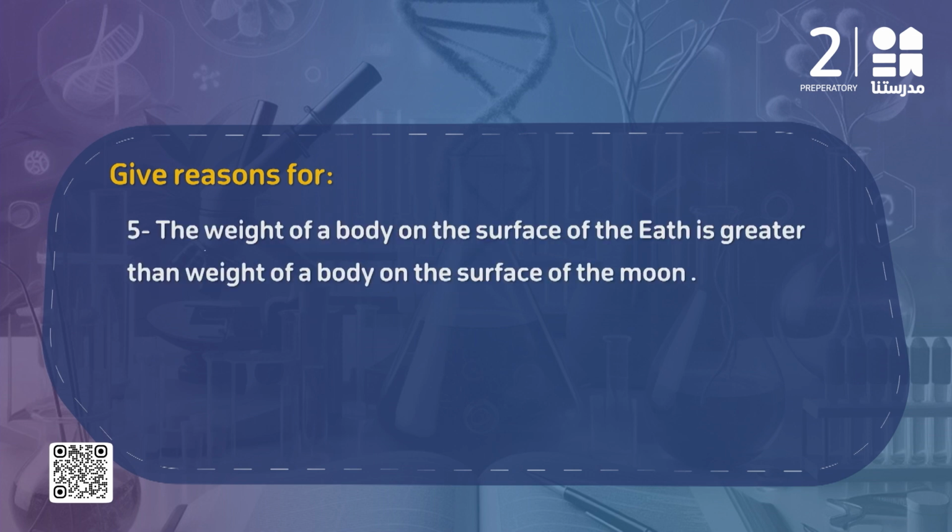Question number 5 بيقول لنا the weight of the body on the surface of the earth is greater than the weight of the body on the surface of the moon. The earth and moon, both of them are dark planets where an amount of gravity exists on their surfaces. لكن طبعا according to the size or the mass of the planet, the gravitational force on the surface of the earth is much more bigger than the gravity on the surface of the moon.